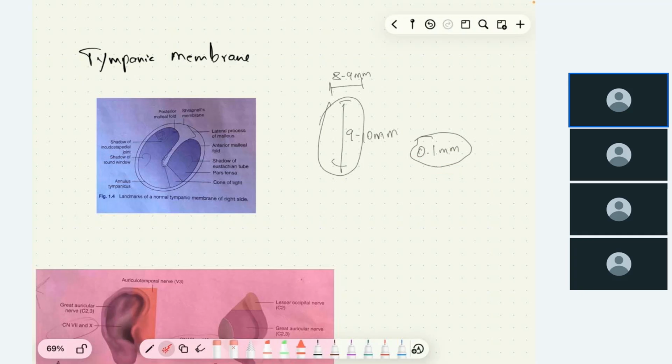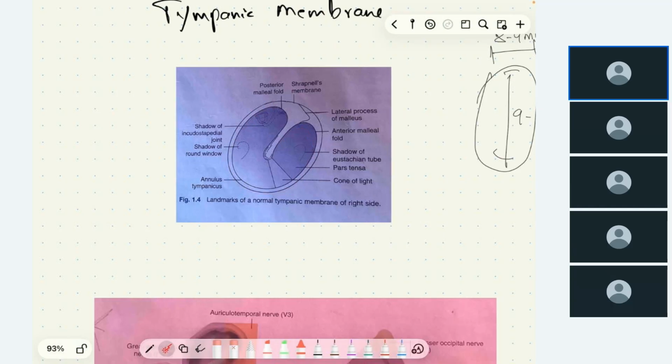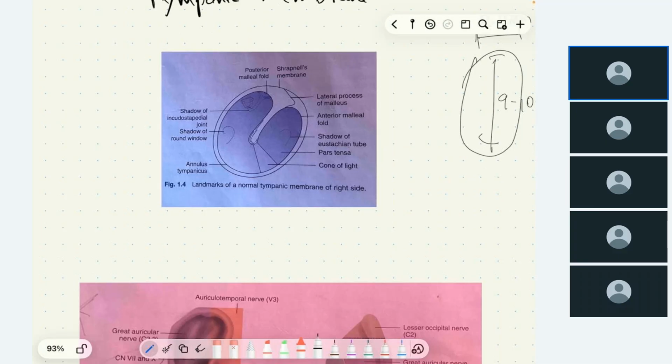Then let's discuss about pars tensa. What is pars tensa? As you can see, it forms the most part of tympanic membrane. The periphery of pars tensa forms a fibrocartilaginous ring called annulus tympanicus. This annulus tympanicus is very important because while discussing CSOM, the central perforation and marginal perforation are defined based on the involvement of annulus tympanicus.